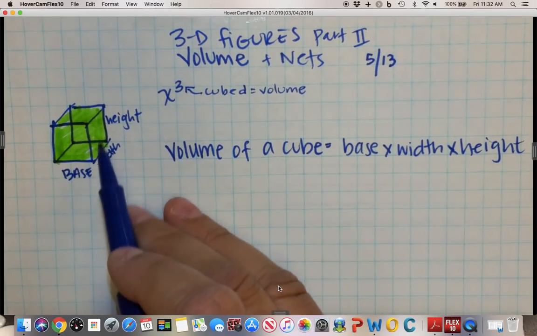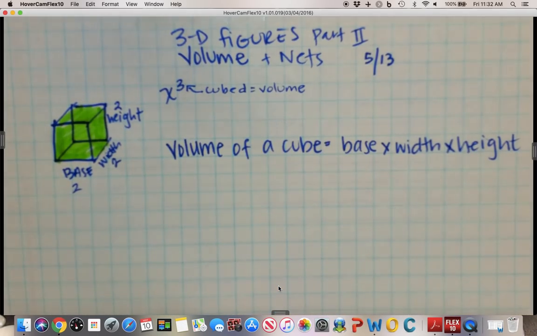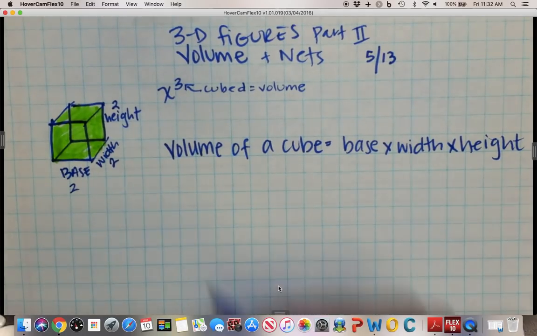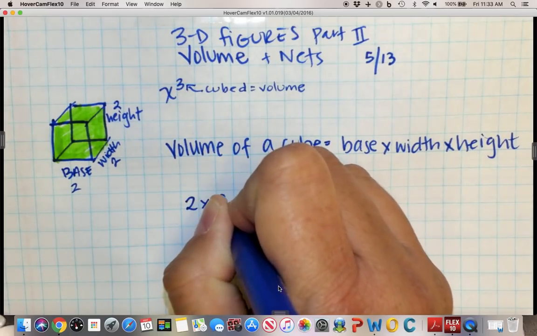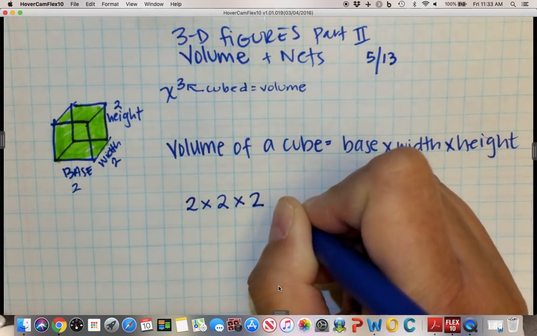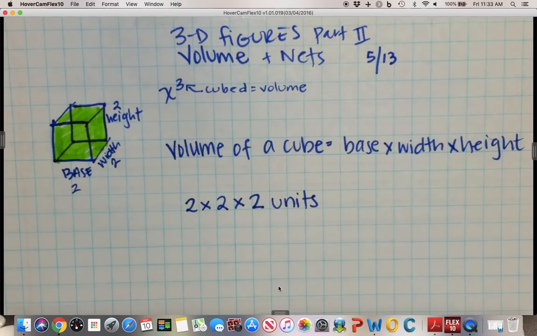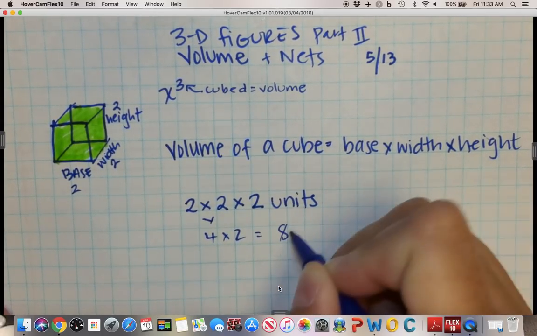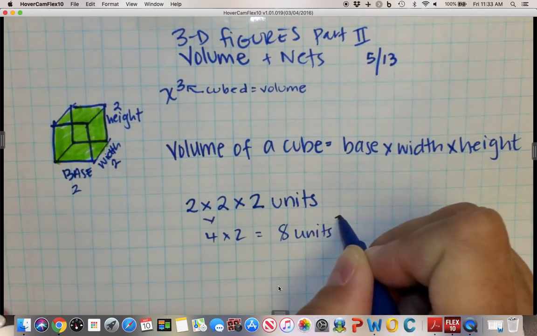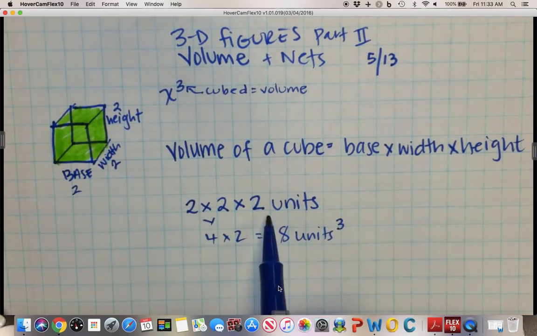So let's give this one a 2 by 2 by 2. And so when we calculate it, it will be 2 times 2 times 2. And I don't have a unit, so we're going to call it units. I don't have inches or centimeters, so we'll just say units. 2 times 2 is 4. 4 times 2 is 8. 8 units cubed. Remember, the cube is because we multiplied 3 numbers.